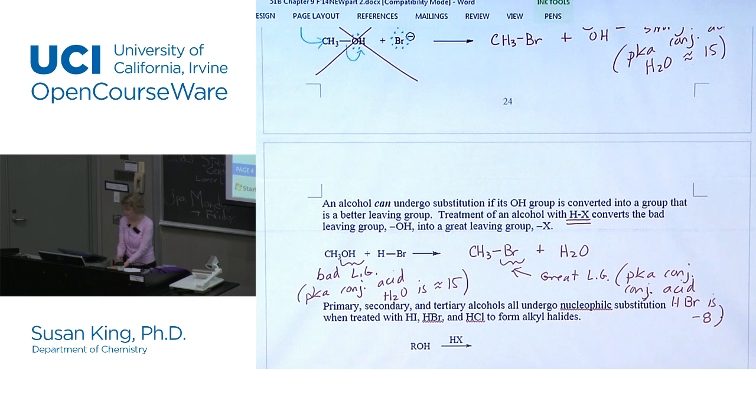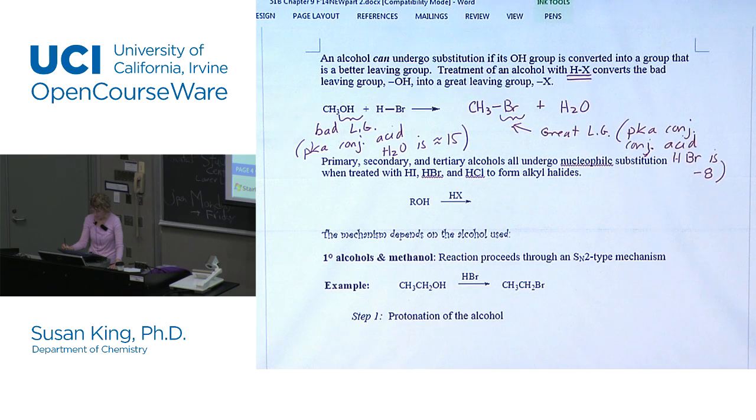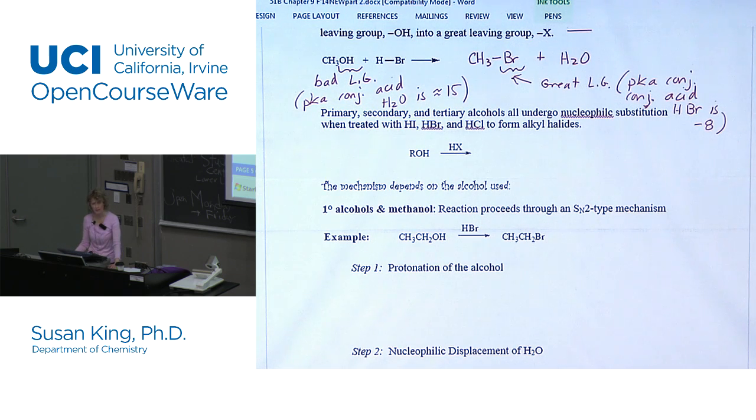Take the alcohol and convert it into an alkyl halide. So that's the first reaction we're going to talk about in this section. It turns out that we can do this with primary, secondary, and tertiary alcohols. All undergo nucleophilic substitution when treated with HI, HBr, and HCl to form alkyl halides. No HF. HF does not work in this reaction. So primary, secondary, and tertiary alcohols can be converted into RX, where X equals I, Br, and Cl. So that's what we're doing in this part of the chapter.